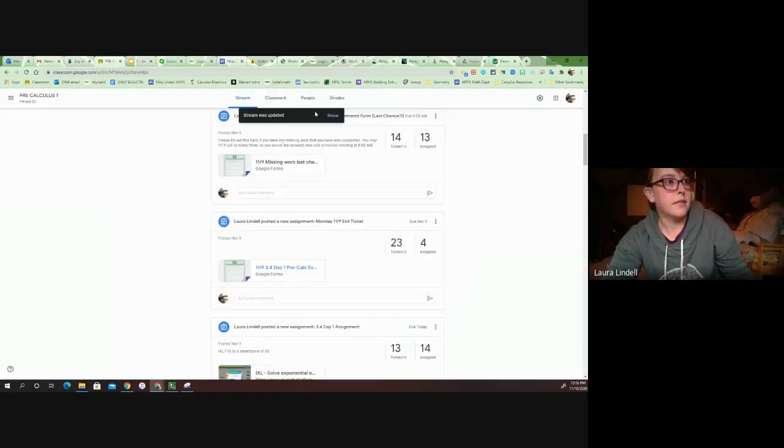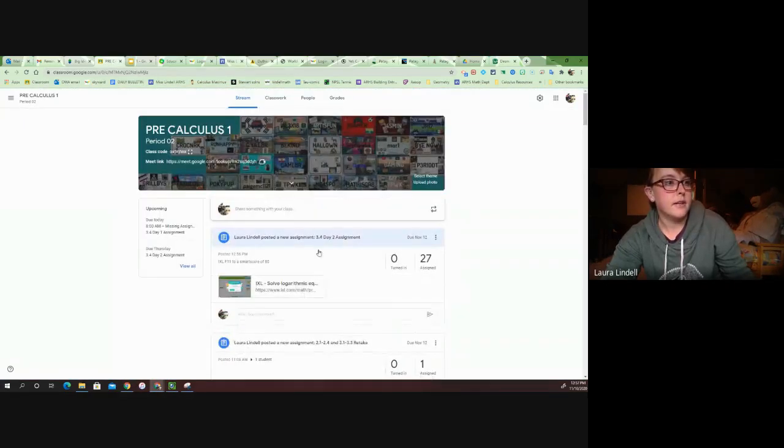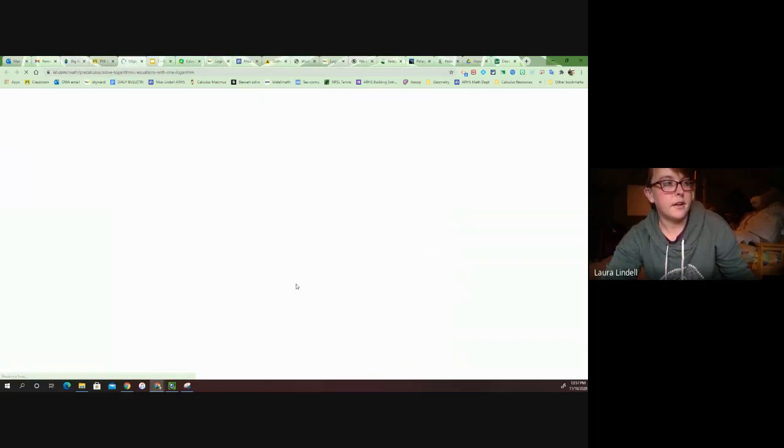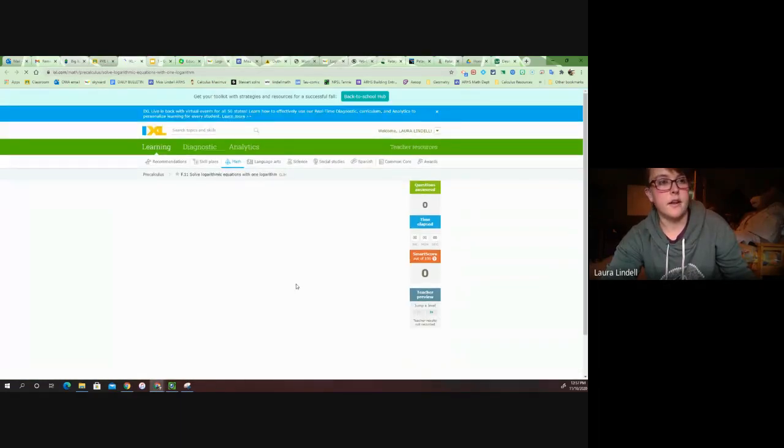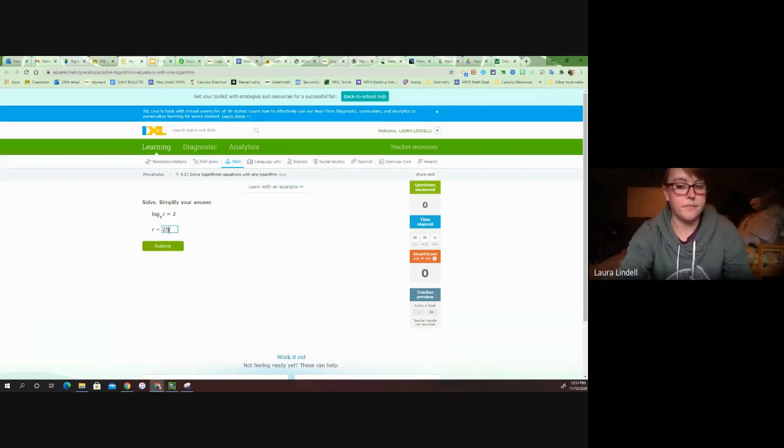The assignment for today has just been posted. It is IXL F11. So the problems start out looking like this, where you just stick a 5 underneath both sides and figure out that R is equal to 5 to the second power, which is 25.